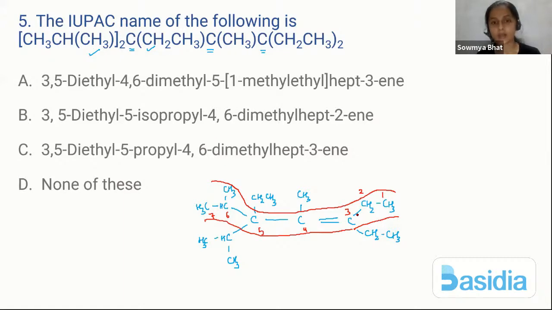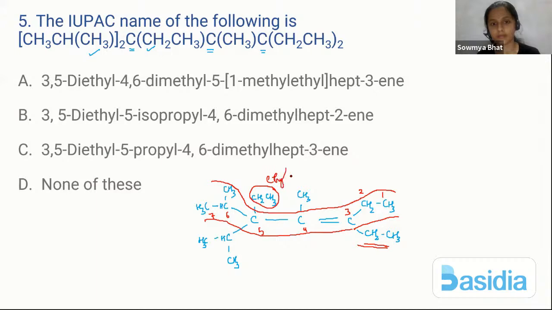Now select how many carbon atoms there are in the main chain. There are 7. So the root word is hept. So hept-3-ene would be the correct answer. So you have A and C. Now you see the number of substituents. One ethyl group is at the third position. And there is one more ethyl which is at the 5th position.